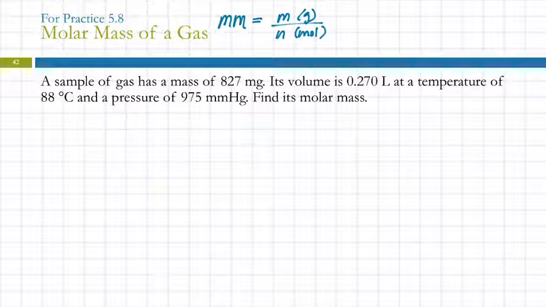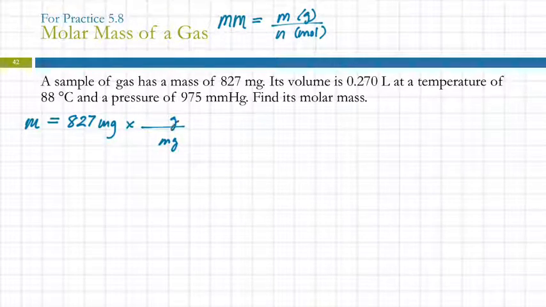Well, let's take these numbers. They're giving me the mass, so that's nice. It says the mass is 827 milligrams. Do I want my molar mass in milligrams per mole? No, I want it in grams per mole. So I should convert that. You can do this in your head. So 0.827 grams. So there's my mass, so that wasn't too hard.